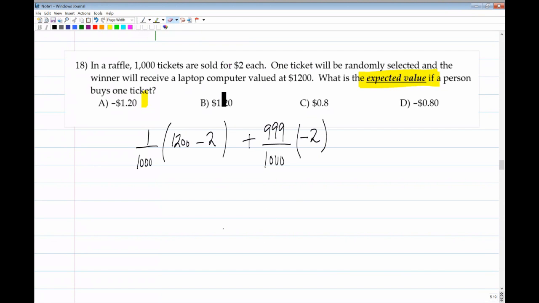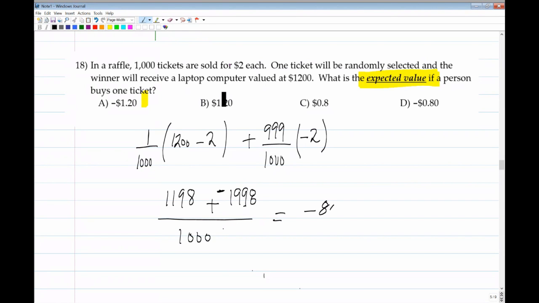So now to do the calculation, over here we have 1,198, and right here we have minus 1,998. Actually, this is a plus, but this is a negative because it came from minus 2. And when you're done, you divide everything by 1,000. Therefore, this is negative 800 divided by 1,000. So the expected value is negative 0.8.